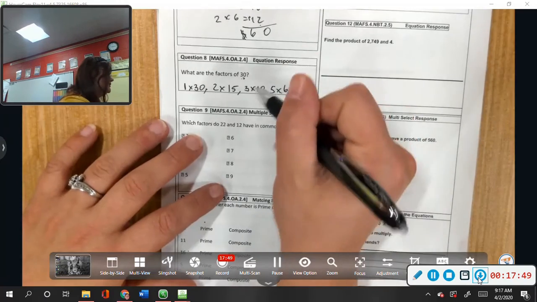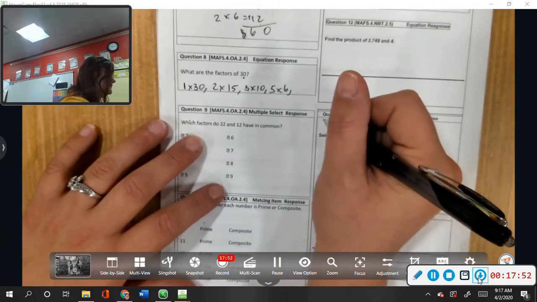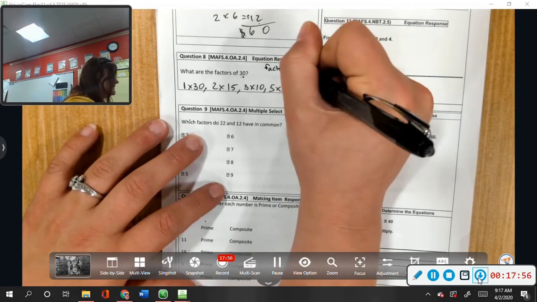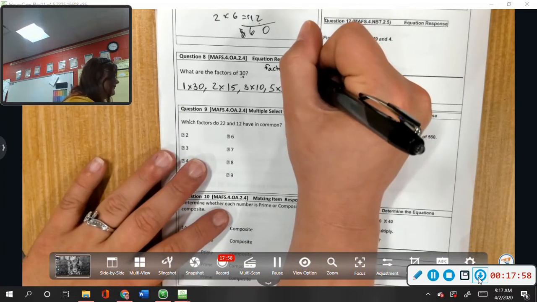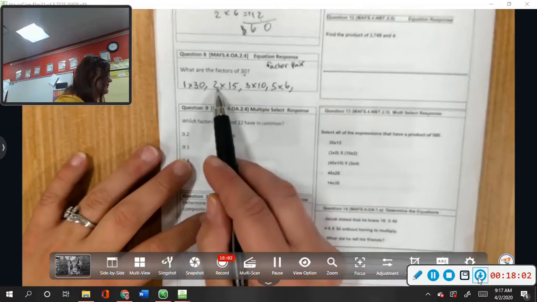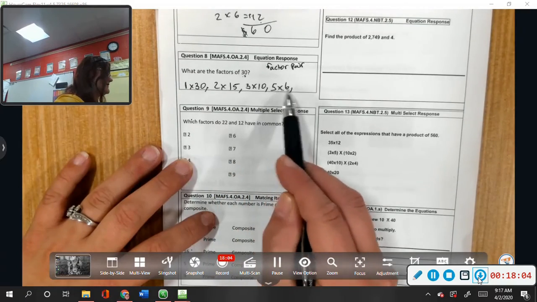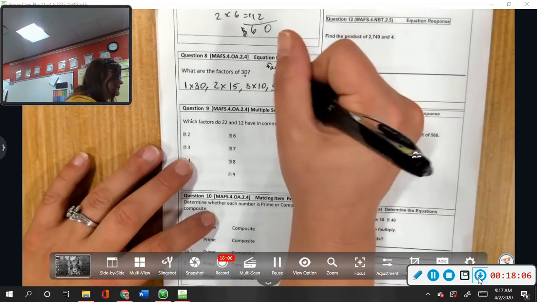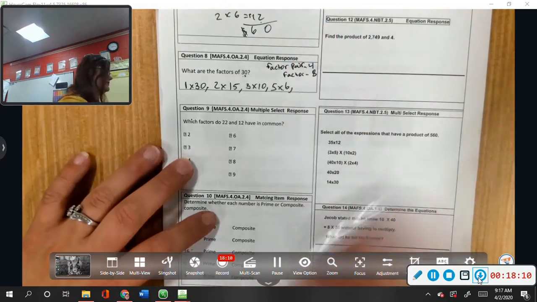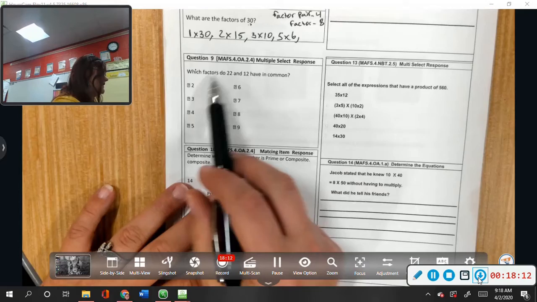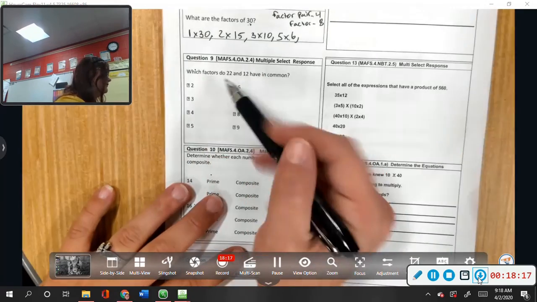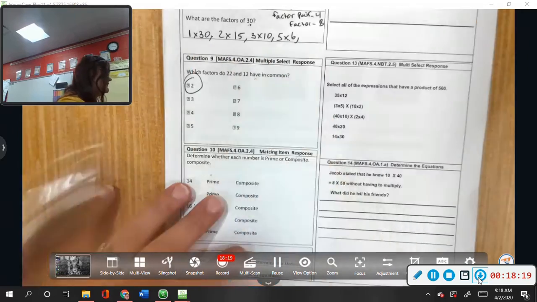We have 1, 2, 3, 4 factor pairs. Now remember, when we say factor pairs, that's the two numbers together. If we want to know individual factors, we have 1, 2, 3, 4, 5, 6, 7, 8. So we have 4 factor pairs and 8 factors. Which factors do 22 and 12 have in common? Well, they're both even, so we know they're going to be divisible by 2.